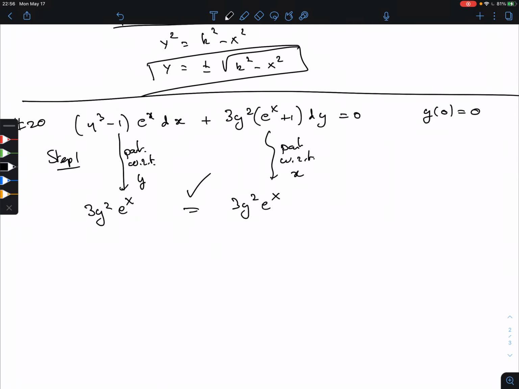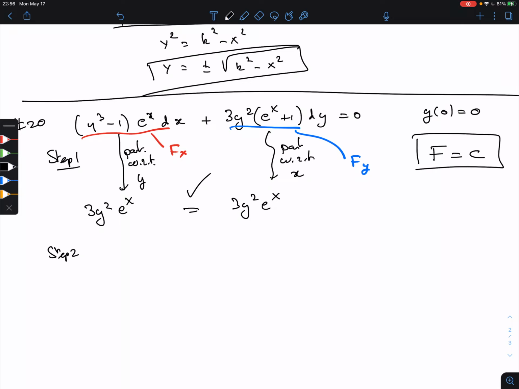All right, so step 2. Remember that this quantity will be the partial of f with respect to x, and this will be the partial with respect to y, and then whatever f is, that gives me the general solution. So in step 2, you see here that there are two types of integrals that you're going to have to deal with. On the left hand side, you would integrate with respect to x. Why integrate with respect to x? Didn't you just say it had to be y? No, that's the derivative to verify the exactness.